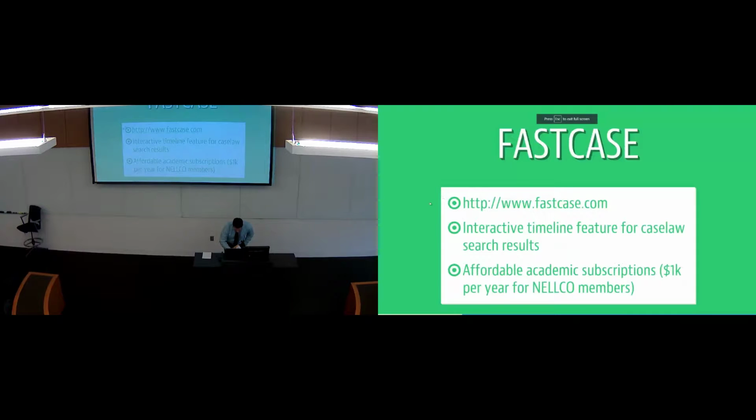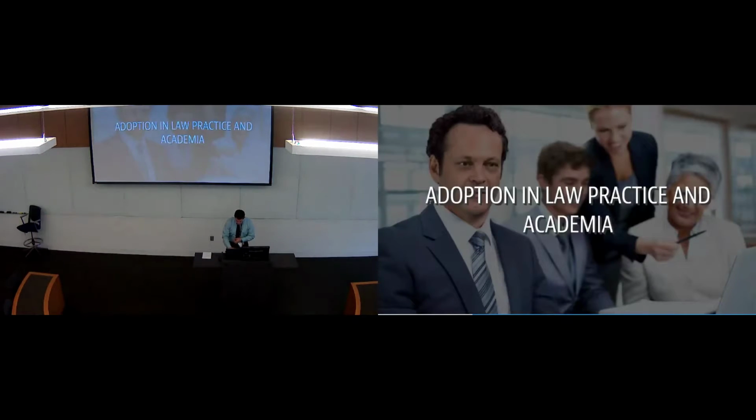Great. And I did want to mention Fastcase. So I was talking about the interactive timeline feature, and it's really affordable for academics. Through Nelco, it's $1,000 per year for a subscription. Again, not that $1,000 is nothing, and I'm glad it's not my money, but in terms of library budgets, I think for what you get, it's a pretty good price.